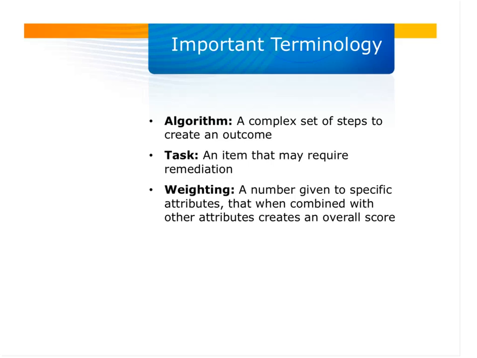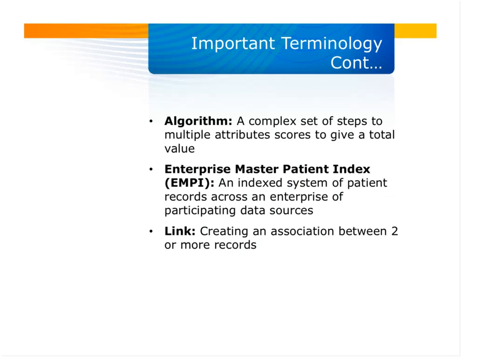Weighting. Weighting is basically a number given to specific attributes or tokens, and when those things are combined, they create an overall score. And that overall score is used later on, as we'll see in the next slide here. It gives you a scoring. So it's the adding together of those weights or individual attributes to create your overall score. And then that score can be utilized in most EMPI software solutions as a threshold. Utilizing that threshold, there's an auto-link threshold, which means anything above a certain number, I want those records to automatically be linked. So the system does the work for you.